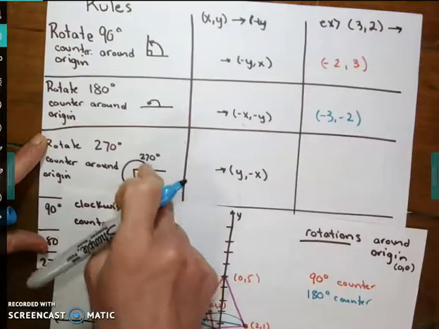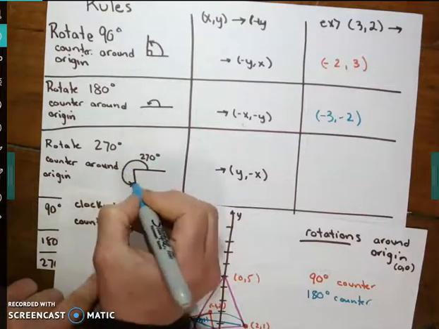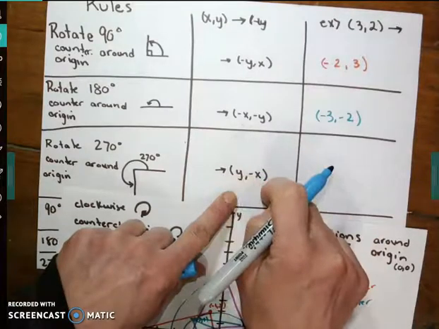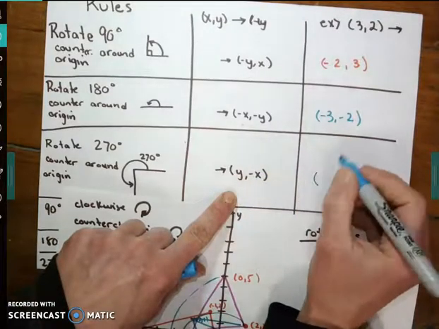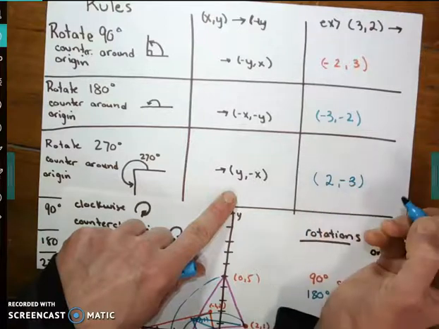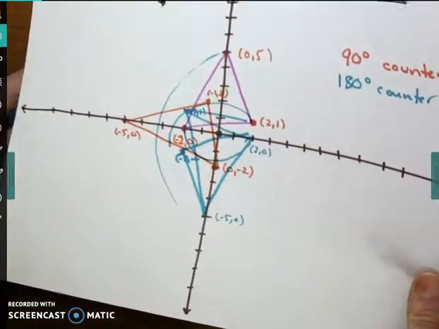Now 270 degrees means go all the way halfway around and then another 90. So the rule is we switch Y and X, switch the order. So 3, 2 becomes 2, 3, but the second one changes the sign. I'm not drawing these just because we've got a lot going on here already.